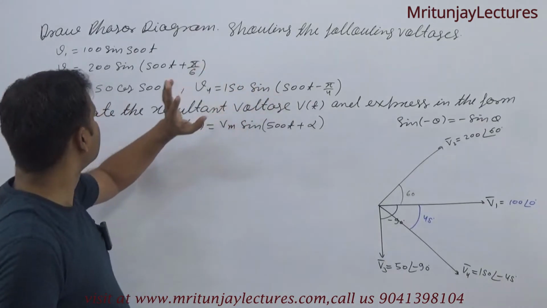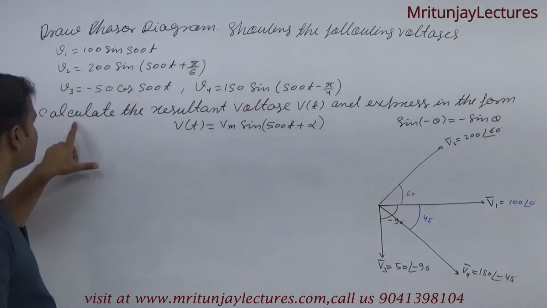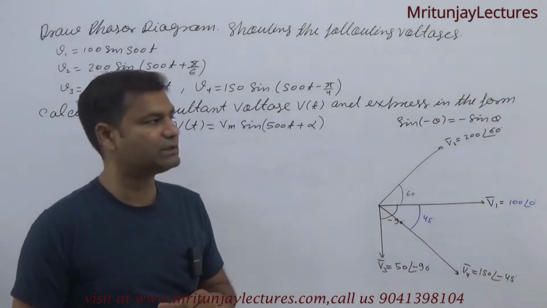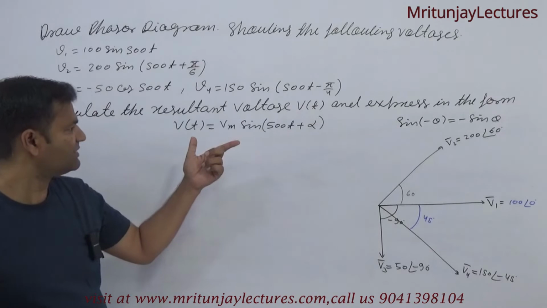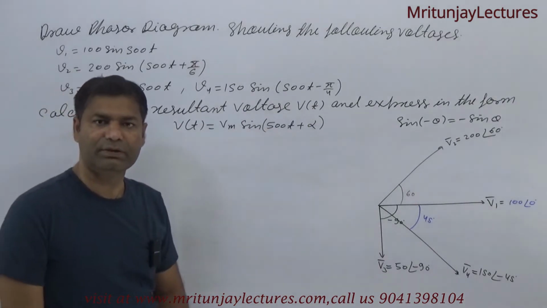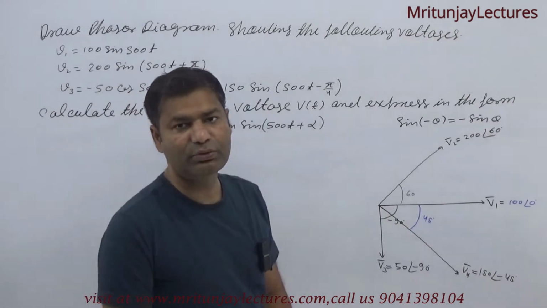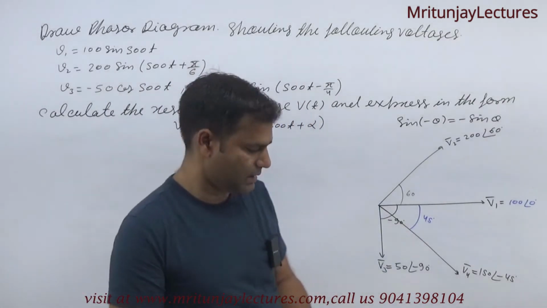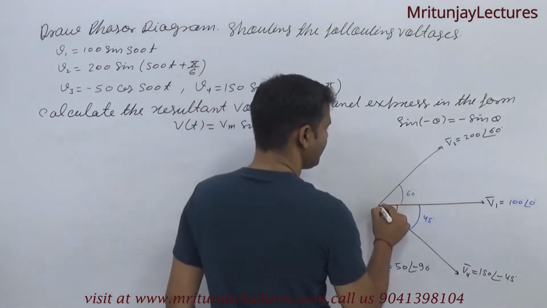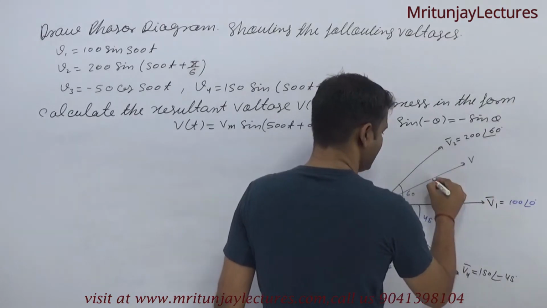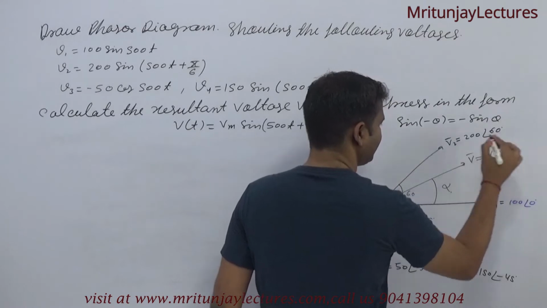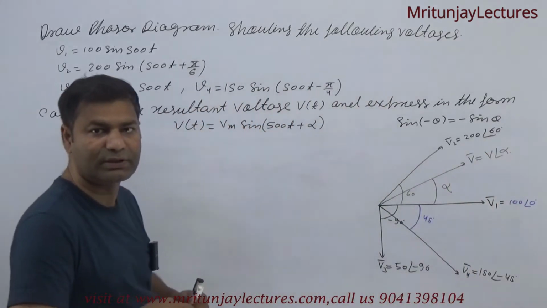Now, the second target is to calculate the resultant voltage and express it in terms of like this one. Our motto is to determine Vm and alpha. So how can you determine? If you want the resultant voltage, meaning the resultant of these voltages, suppose that is V, and alpha is its angle. V is equal to V at the angle alpha, where V is the peak value, or you can say Vm.